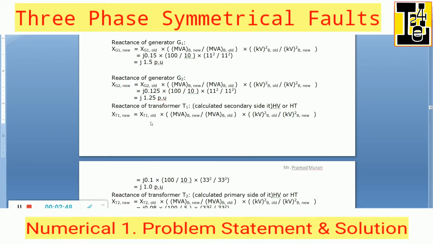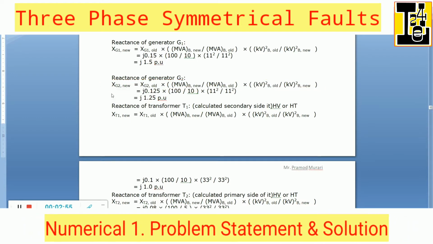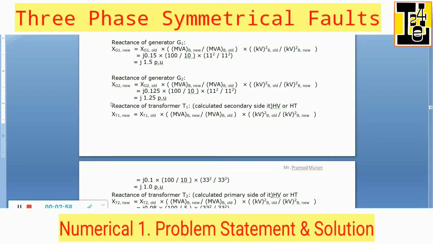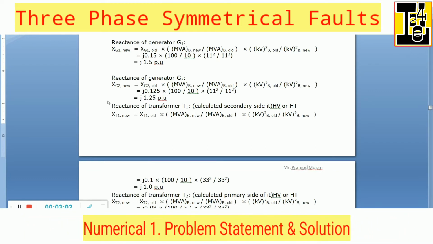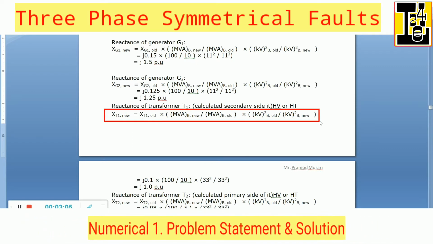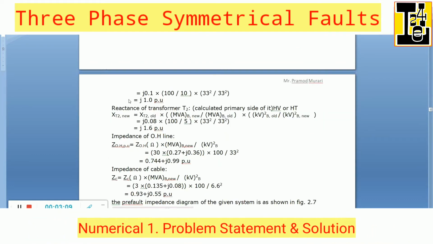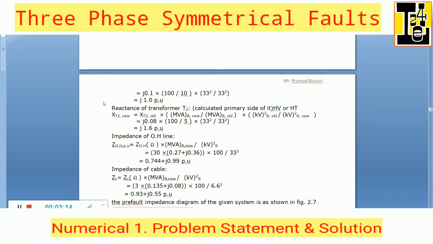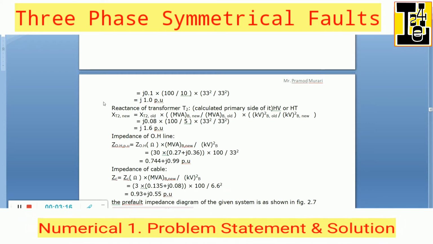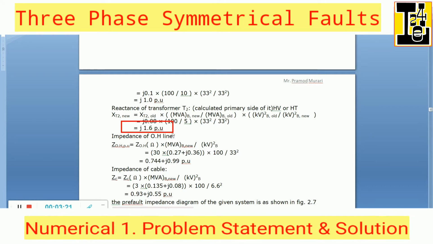So let us calculate the reactance of the generator G2. Substitute the values in this formula. After the substitution, I will get 1.25j per unit. Let us calculate the reactance of the transformer T1 based on the formula which is given here. So the value will be 1j per unit. For the reactance of T2, considering the primary side of it, I will get 1.6j per unit.